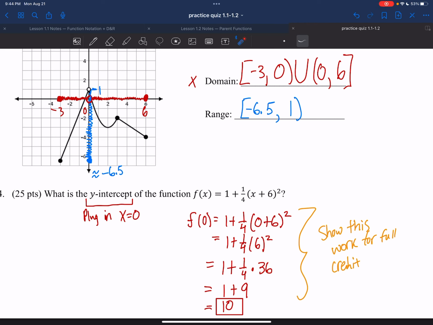I can give you lots and lots of partial credit when you show your work, but if you just do mental math, that is very hard to do, okay? So please, please show that work.